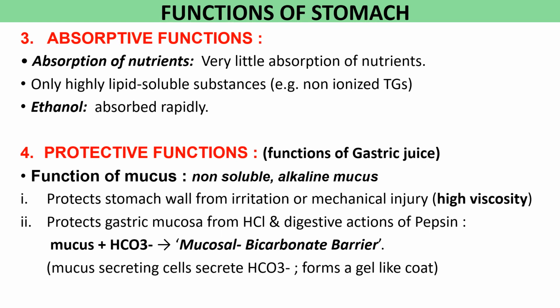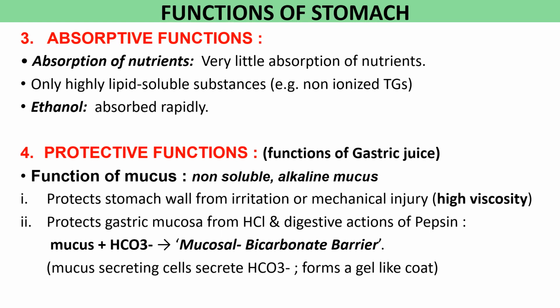Now, the fourth function of the stomach is the protective functions. These are also the functions of the gastric juice. The stomach consists of many mucus producing cells in its mucosa. This mucus, which is alkaline in nature, protects the stomach from irritation and mechanical injuries.